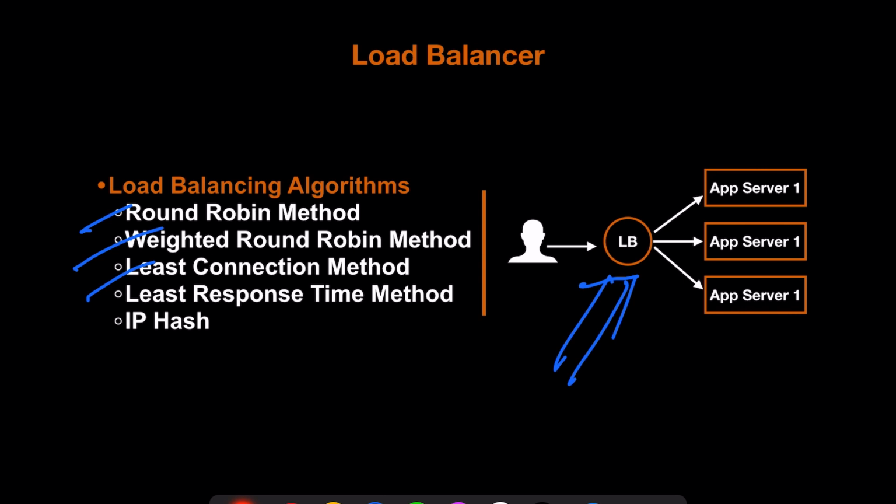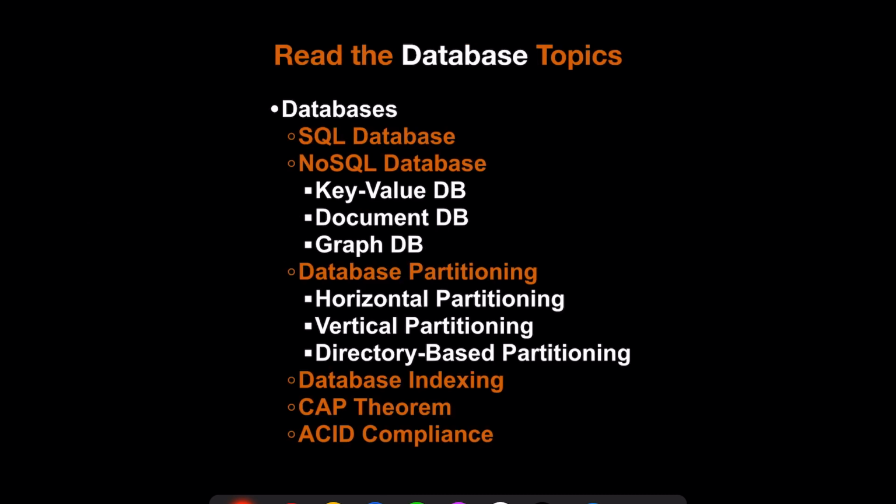Then we have IP hash. IP hash is basically a hash of the client IP address, and the request goes to a server based on that client IP hash. Then we also need to read about some database topics. Say for example, we need to understand SQL database versus NoSQL database, and also there are different types of NoSQL database, right? We have key value database, we have document database, and graph database.